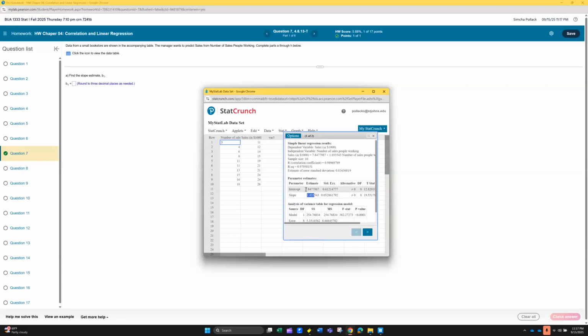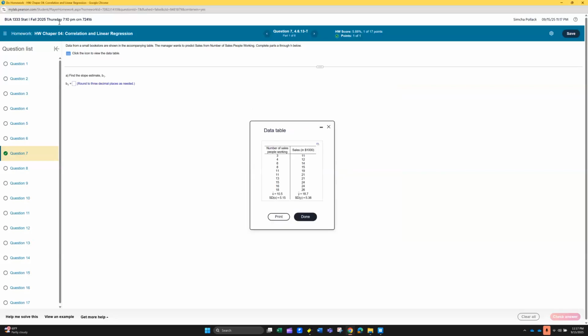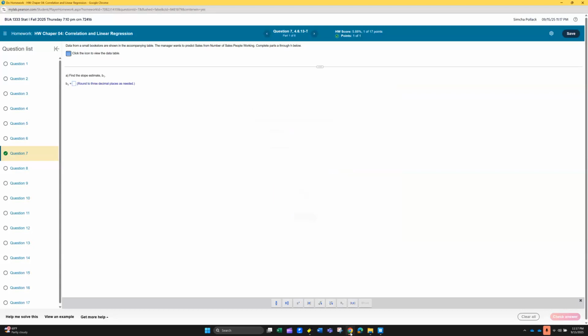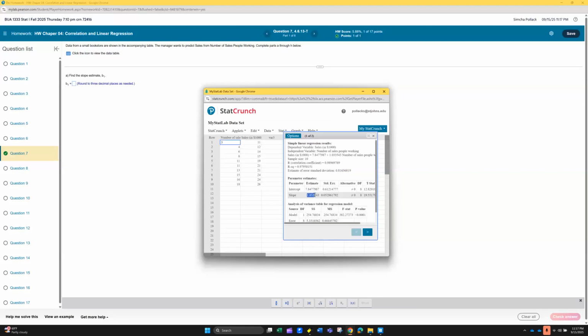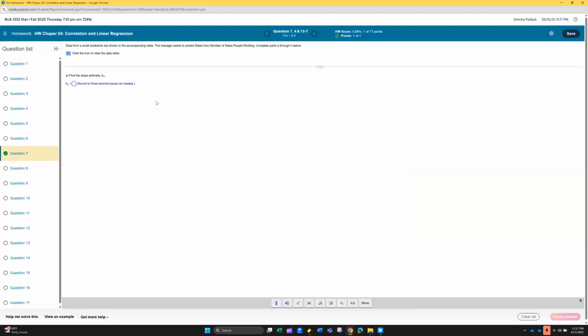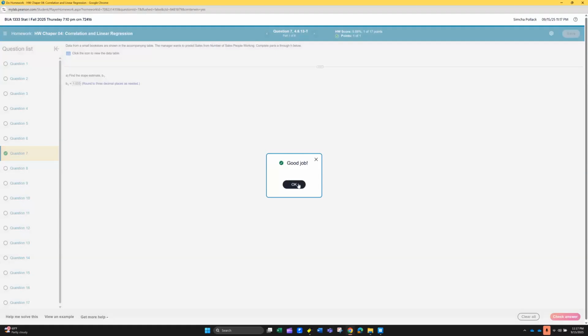They're going to ask you what is the intercept. I'm going to put down 7.84. It's really 7.85 if you round it, but we're given some leeway. Oh, the slope, I'm sorry. Let's go back to the slope. The slope is 1.033. So put that here, Control V, check answer to move on to the next thing. And we did a good job.